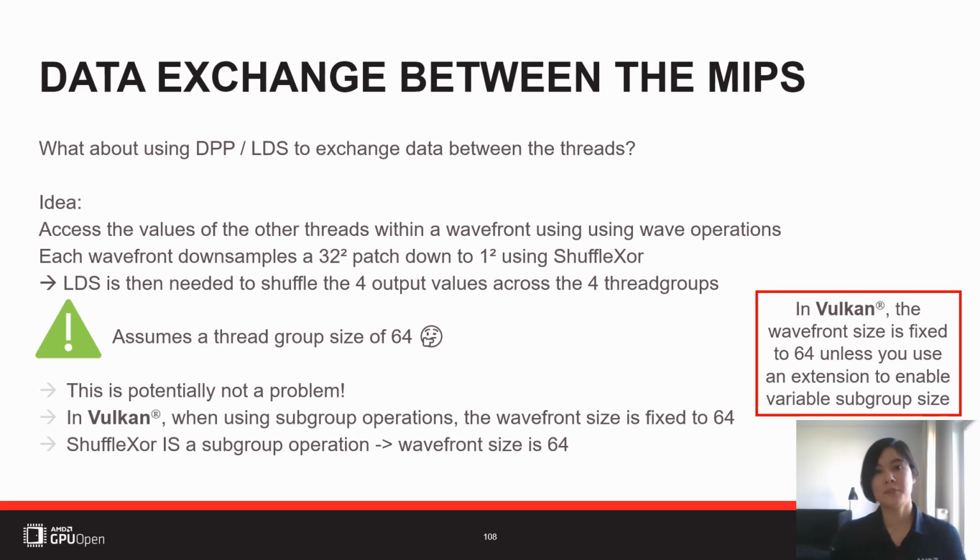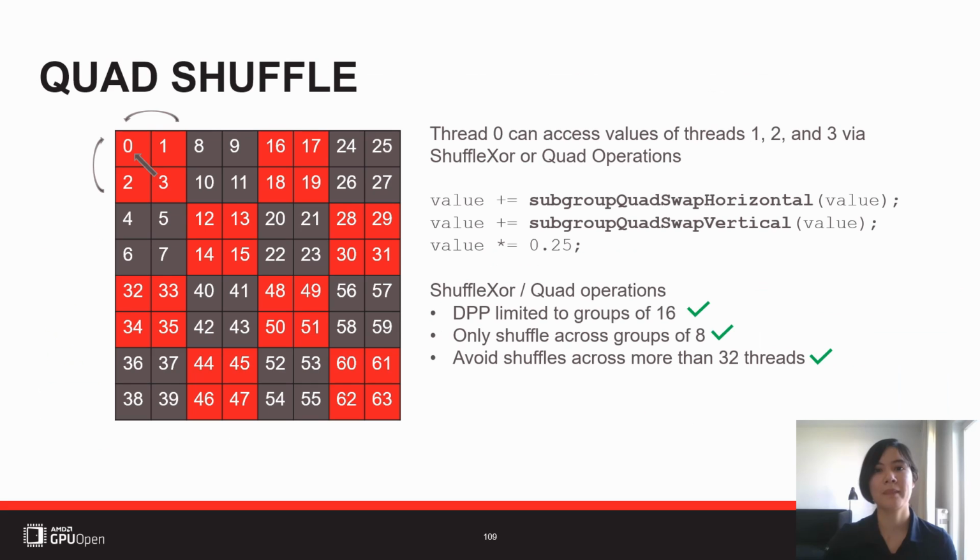So in our case, just assume we are on Vulkan, using subgroup operations, and not using this extension, so we know our wavefront size is 64 and we can try out our idea. First, going from MIP1 to MIP2, we use quad shuffles. In Vulkan with GLSL, we can just use subgroupQuadSwapHorizontal and subgroupQuadSwapVertical, and then calculate the average of them to do the reduction. And we have our output value for MIP2.